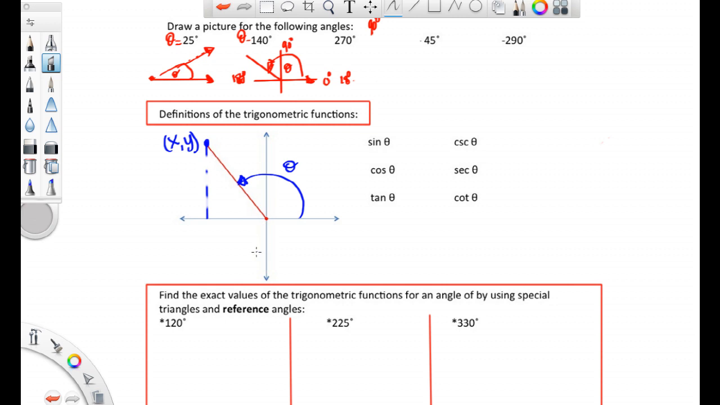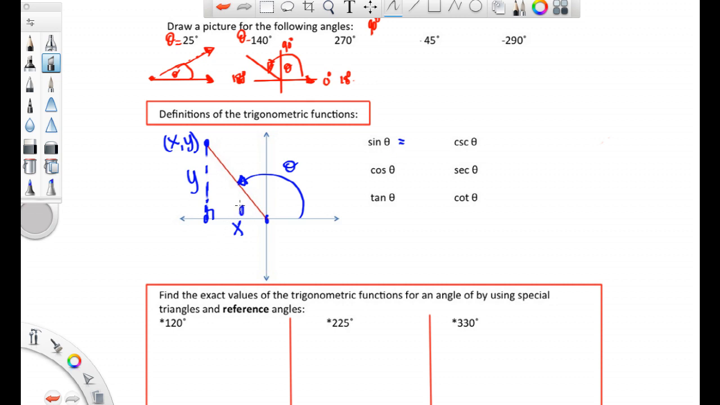On the terminal side, we can just fix a point there. The y value would be the distance from here to there, and the x value would be the distance from here to there. So what I'm doing now is creating a right triangle here. The definitions of our trig functions are related to a right triangle. Even though the rotation was from here to here, we are going to define the sine of theta based on the triangle that you create with the x-axis.